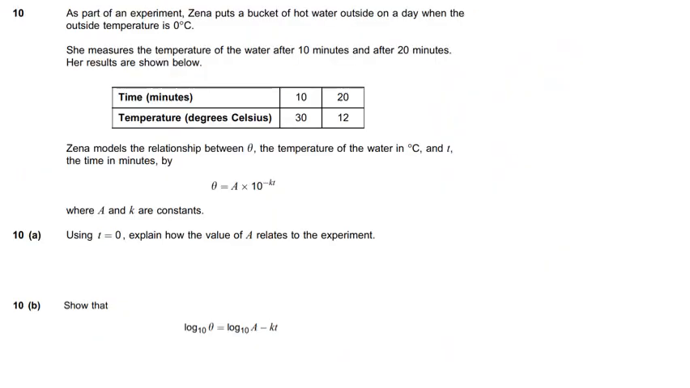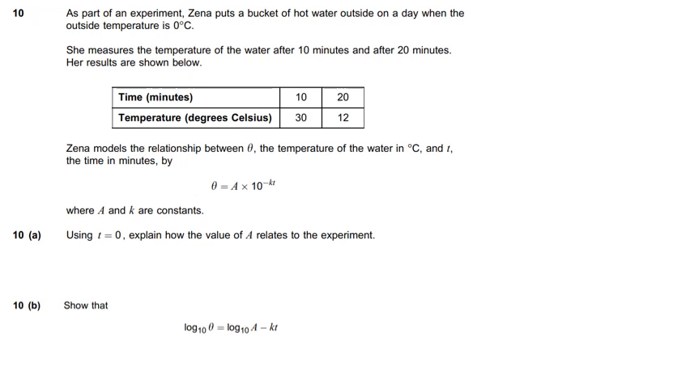Right, question 10. This is a modelling question. So we've got Zena putting a bucket of hot water outside on a day when the outside temperature is 0 degrees Celsius. Oh, it's freezing. She measures the temperature of the water after 10 minutes and again after 20 minutes. And this is her data. She's taken 2 data points. And she models it like so.